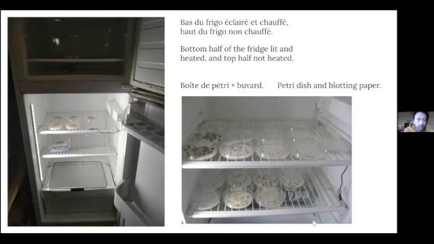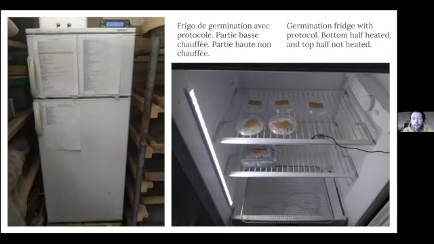Et puis voilà. Et l'humidité, en fait, on la gère. And the humidity is controlled inside the petri dishes. You can control the atmosphere in the fridge, but then the blotting sheets inside of the petri dishes. That's how you control the humidity here.